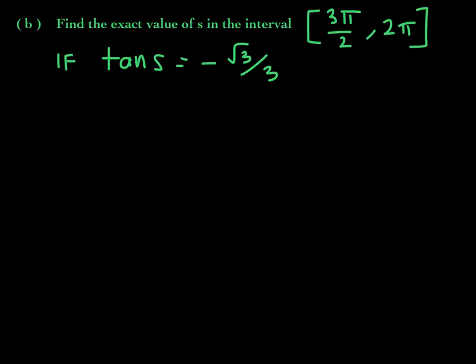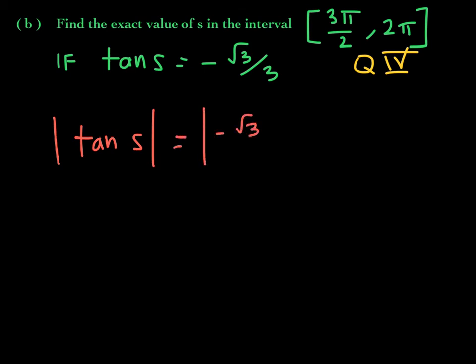All right, so here, this is the last part. Find the exact value of s, the exact value, so we do not want to use a calculator. Find the exact value of s in this interval 3 pi over 2 to 2 pi. Please notice that this is quadrant number 4. And they tell us tangent of s is negative root 3 over 3. All right, so the first thing I want you to notice is that the absolute value of tangent of s, we did something similar to this before, is equal to the absolute value of negative root 3 over 3, which of course is positive root 3 over 3.